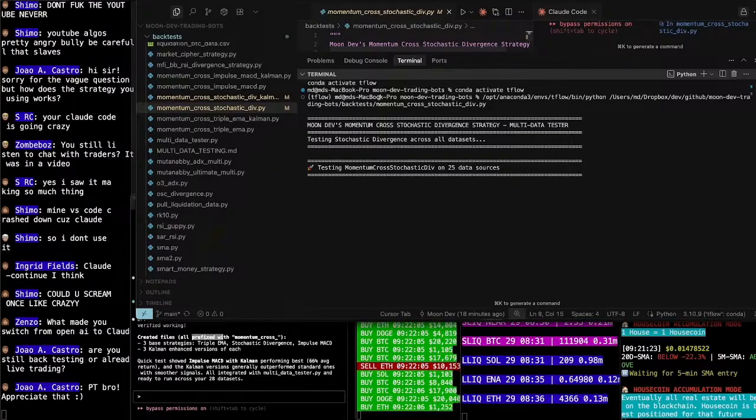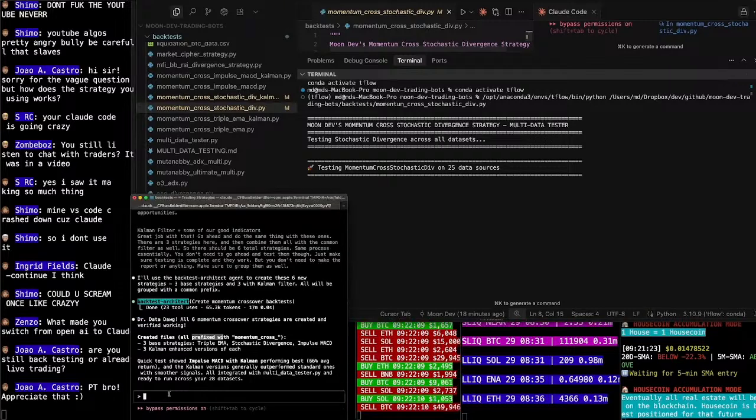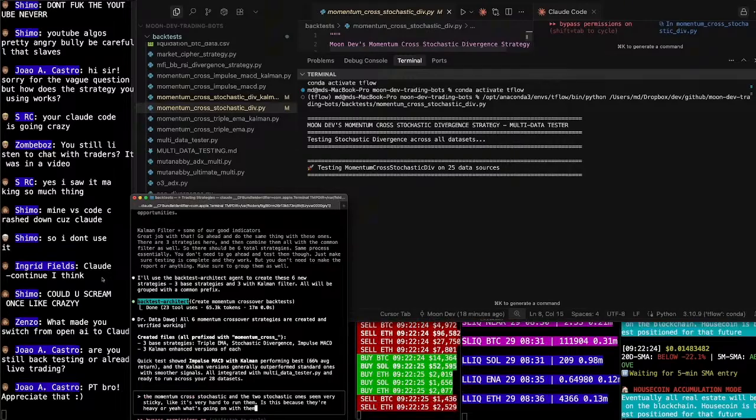It seems sticky. These seem sticky. The momentum cross stochastic, and yeah, the two stochastic ones seem very sticky. Like it's very hard to run them. Is this because they're heavy? What's going on with them? It takes super long to just backtest one of the strategies, and usually it's super fast.